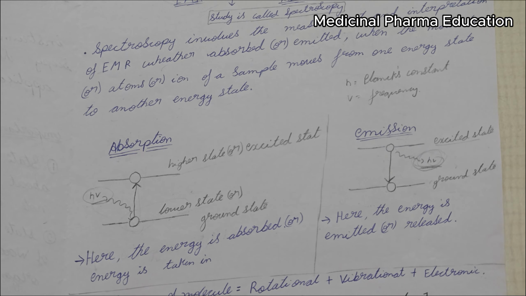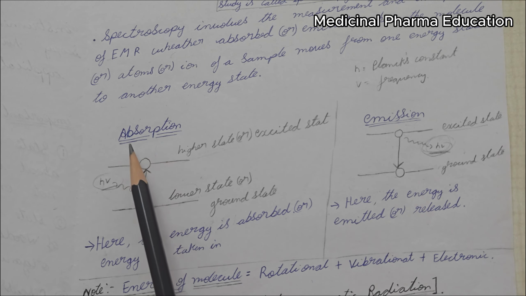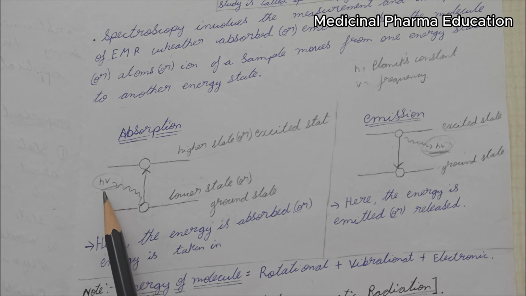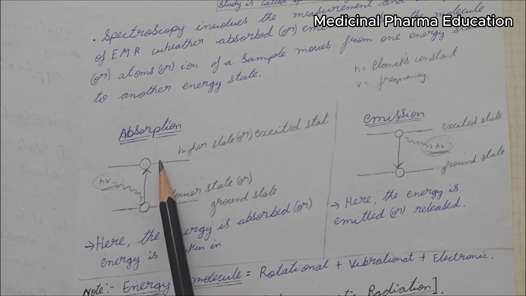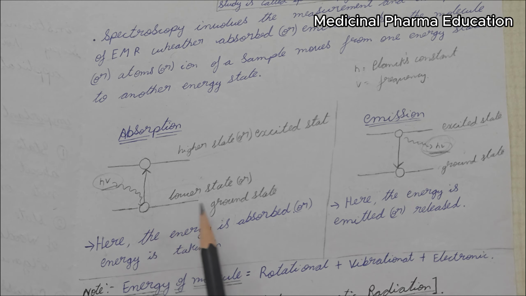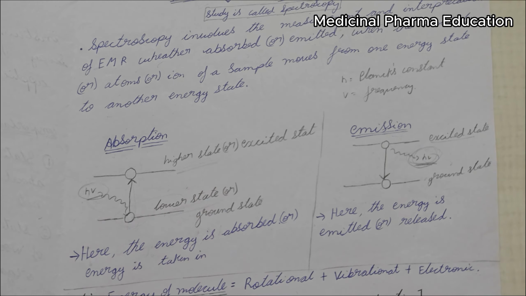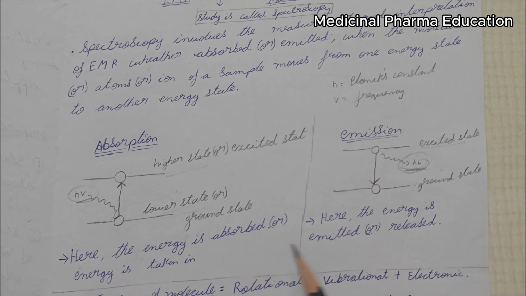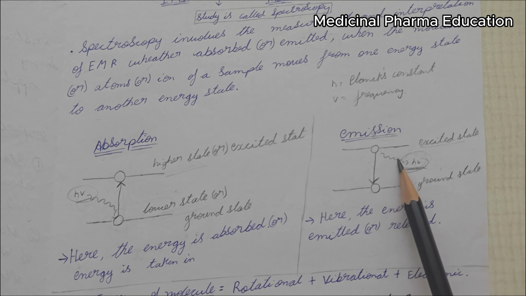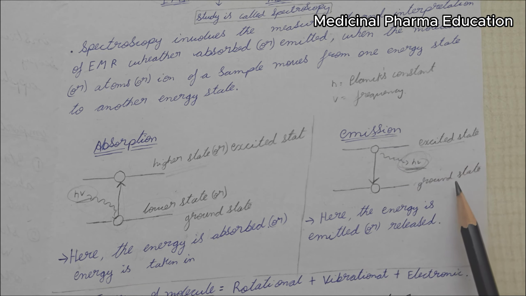See, what is meant by absorption? Absorption is nothing but when the amount of energy is absorbed by the molecule or ion, it moves from the ground state to the excited state. Here energy is absorbed. In emission, the light absorbed is emitted back, so it moves from the excited state to the ground state.